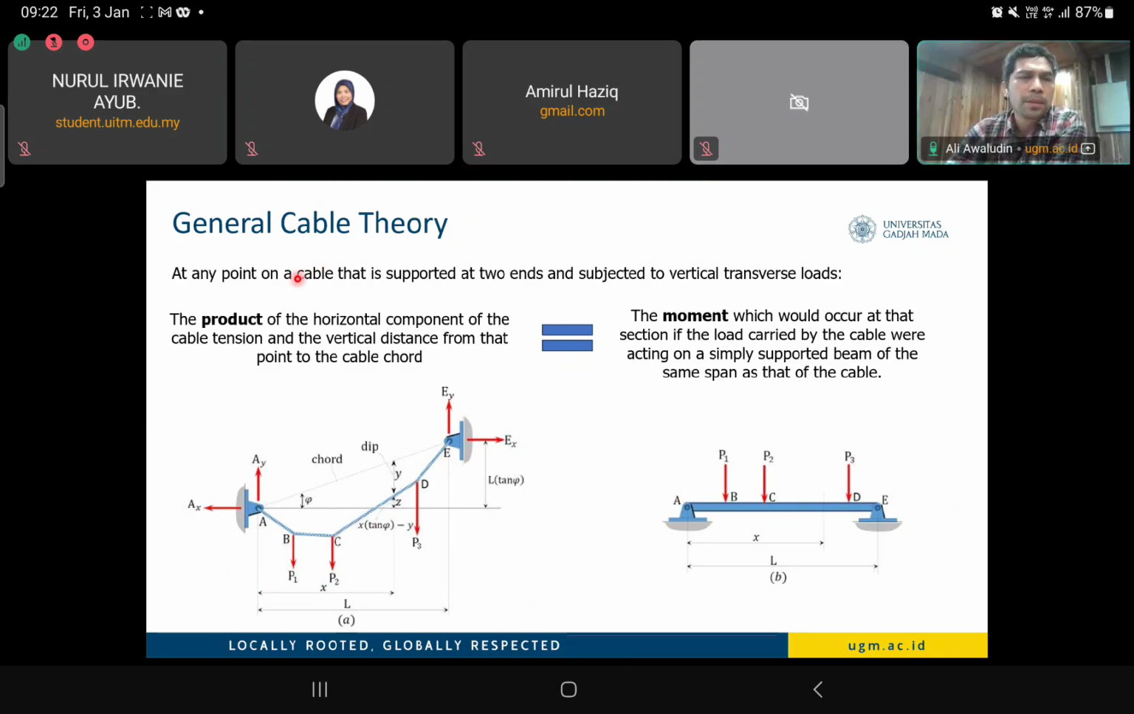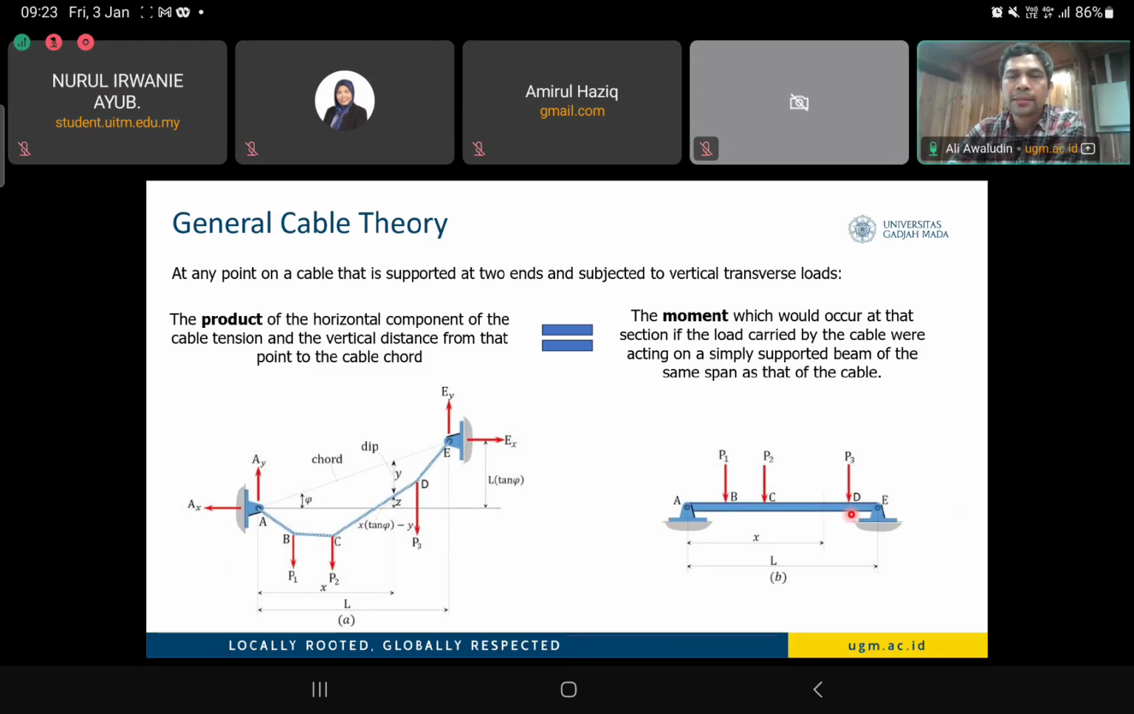They say that the product of the horizontal component of the cable tension at point X, for example here, we have the tension, which is not horizontal, it should go along the cable direction. So when we project it onto the horizontal axis and multiply it with Y, which is the distance from the point X to the chord, okay? The product of this horizontal component multiplied by the distance to the chord is actually the moment, because force multiplied by distance is the bending moment. And this bending moment must be equal to the moment which occurs if it is not a cable system but a simple beam structure, having the same loading, P1, P2, and P3.